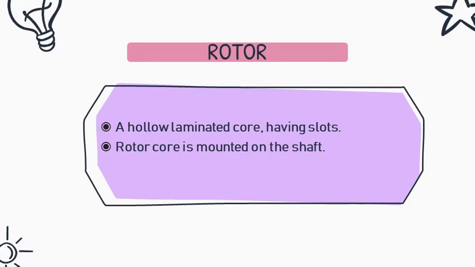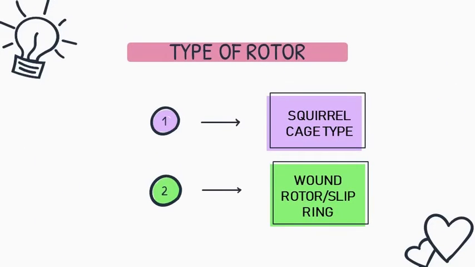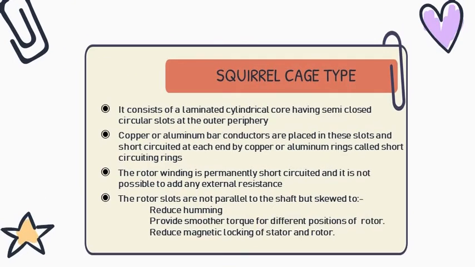Next is the rotor. The rotor is a hollow laminated core having slots. The rotor core is also mounted on the shaft. The rotor in the induction motor can be classified into two types, which are the squirrel cage type and the wound rotor type or slip ring type. What is the squirrel cage type? The squirrel cage type consists of a laminated cylindrical core having semi-closed circular slots at the outer periphery.